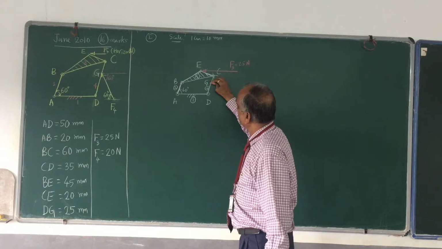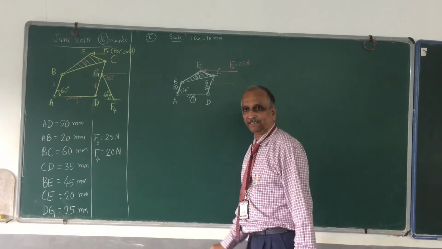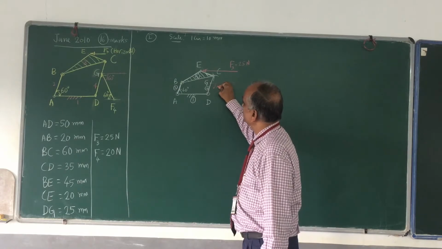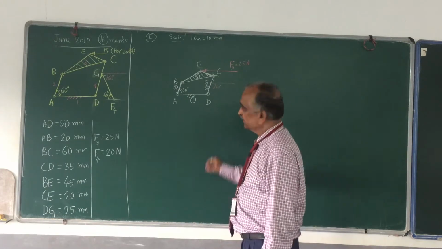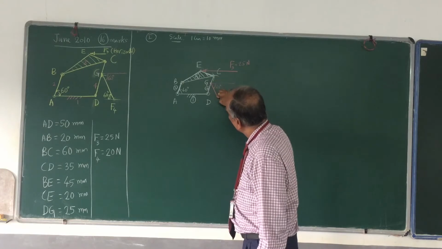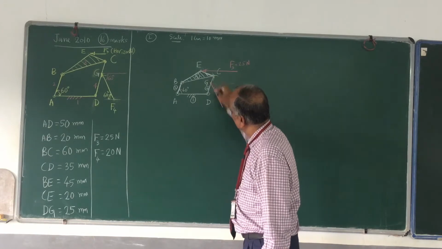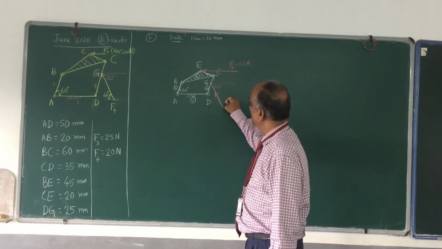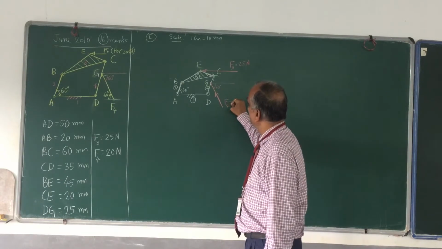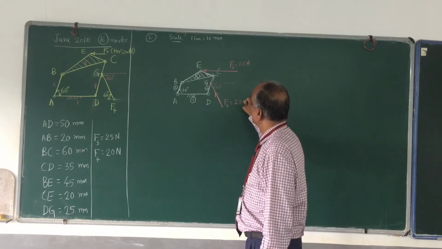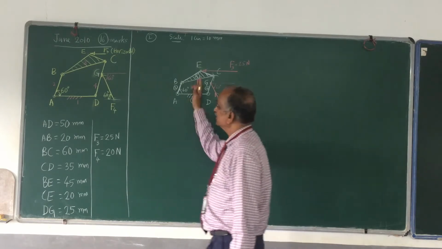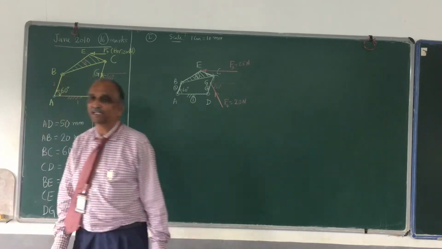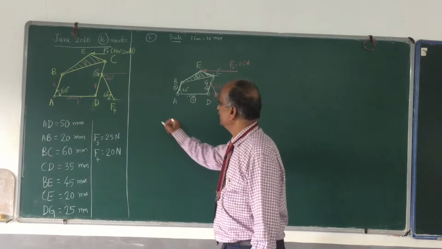At G, you draw a light horizontal line, then measure 60 degrees and draw a line. This is the force. Now you put the direction, like this, and name it F4. You write down the value, 20 Newton. This completes our configuration diagram. The configuration diagram is ready.